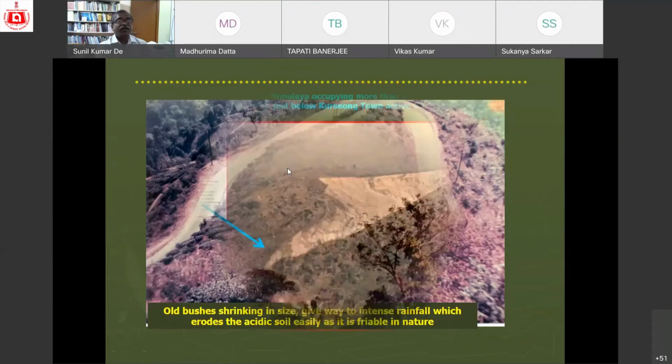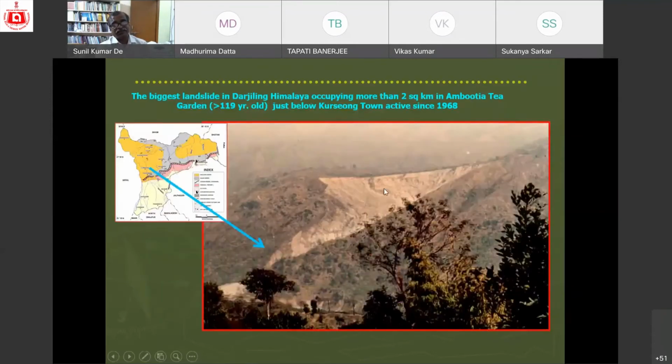And you know the Ambootia landslide, this is 1968. This took place in 1968, and it was a very huge area, 2.06 square kilometers of slide face. It was a funnel-shaped slide.